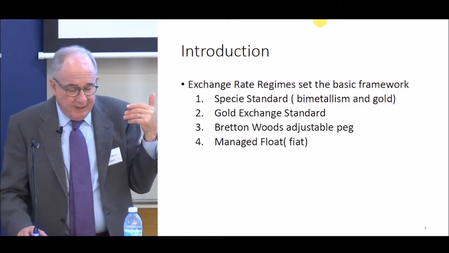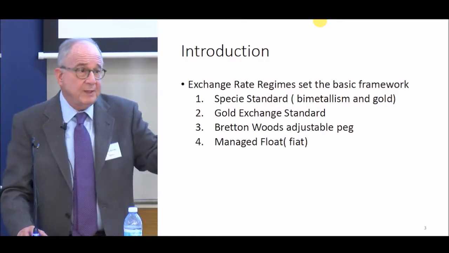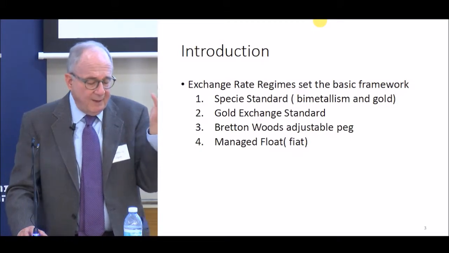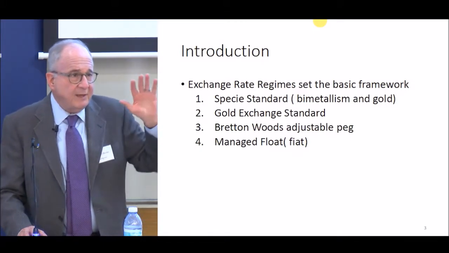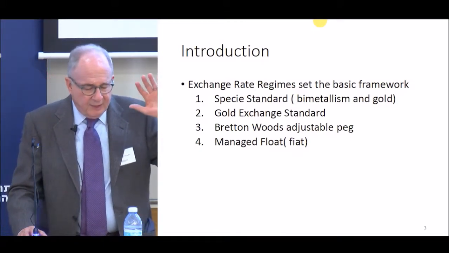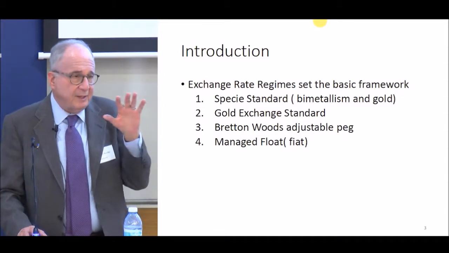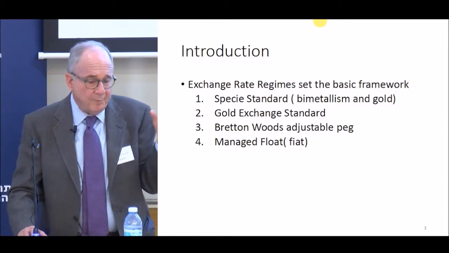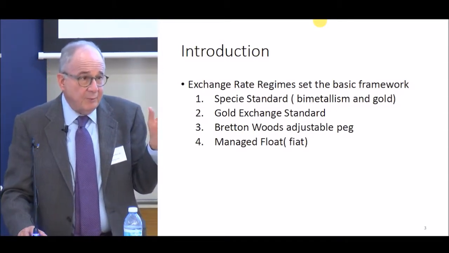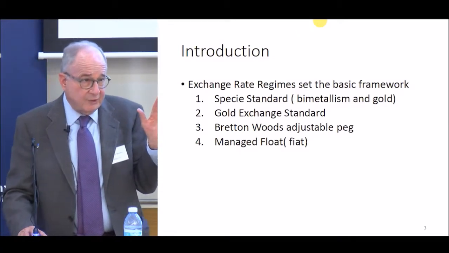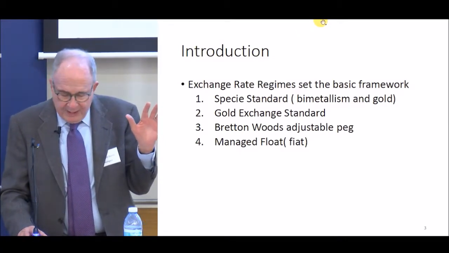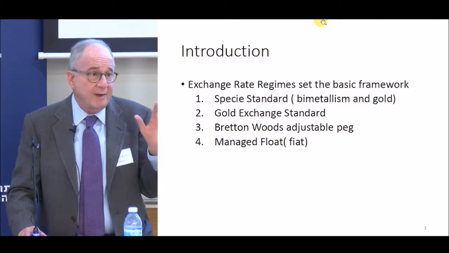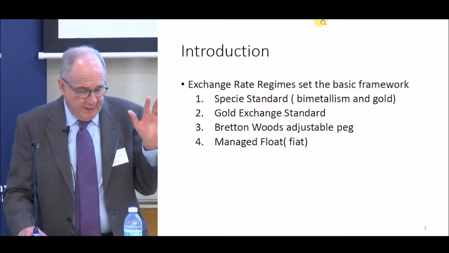And under specie we also include the gold standard up to 1914. And then the second one is a gold exchange standard that prevailed in the interwar period. And then the Bretton Woods adjustable peg system after World War II. And today we're on a managed float and basically fiat money.